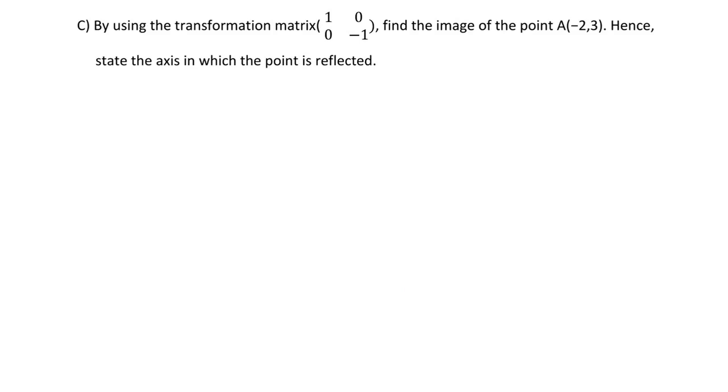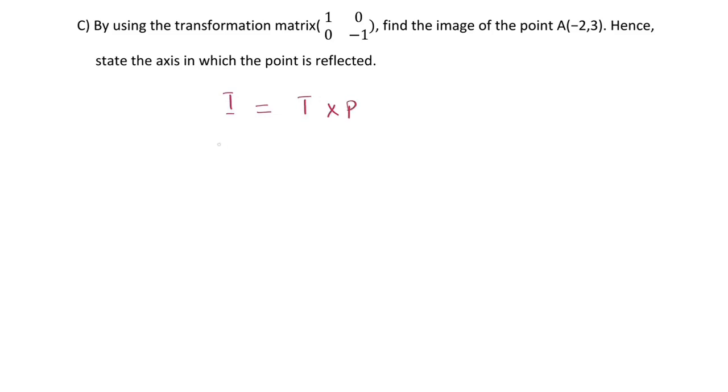Part C of the question, by using the transformation matrix, we've been given the matrix there. We are supposed to find the image of the point A, (-2, 3), and then we are supposed to state the axis in which the point is reflected. Okay, so this is the transformation problem, and to find the image of a point, we are going to use the following relation, which says image equals transformation times point.